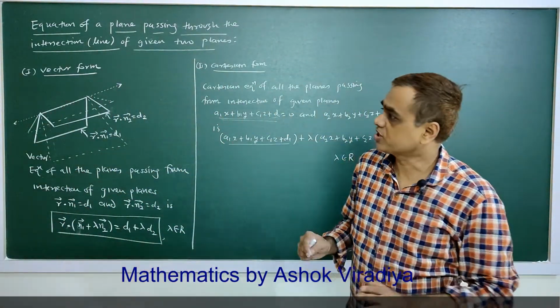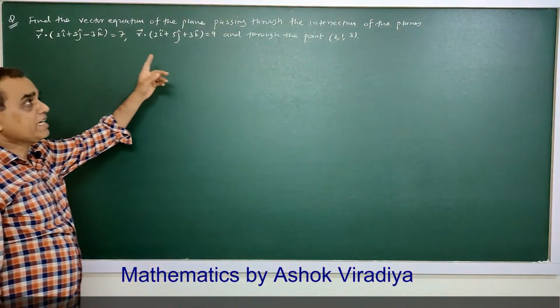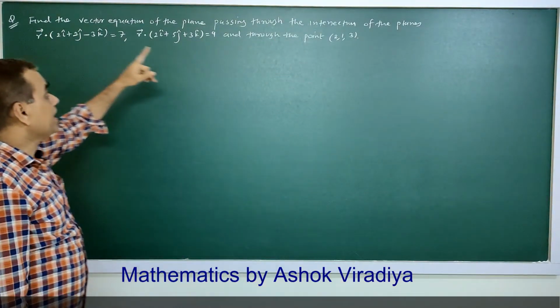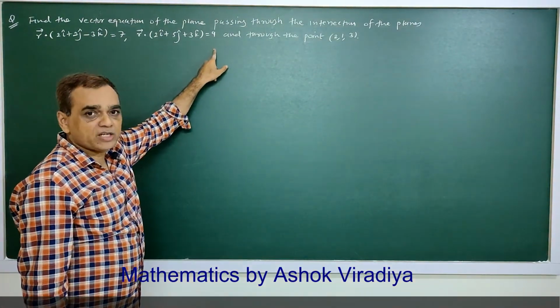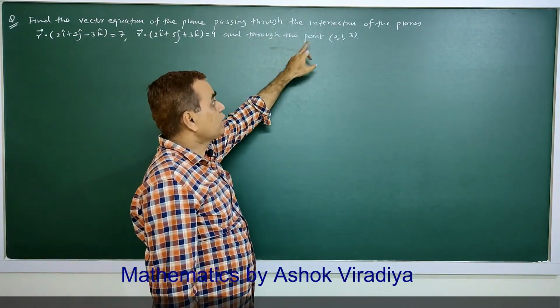Now we are taking a question on this result. Find the vector equation of the plane passing through the intersection of the planes, say these two intersecting planes are given, and through the point (2, 1, 3).